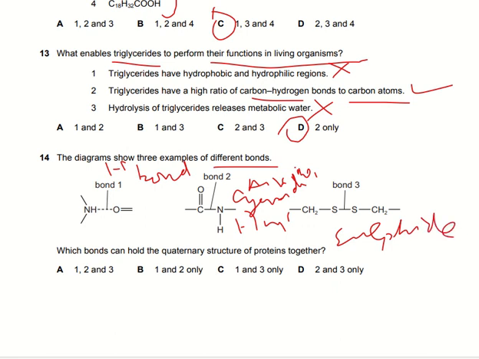So, which bond can hold together the quaternary structure of the protein? The quaternary structure of the protein requires hydrogen bonding and sulfide bonds. It does not require any kind of amide bond. So option C here is the right one.